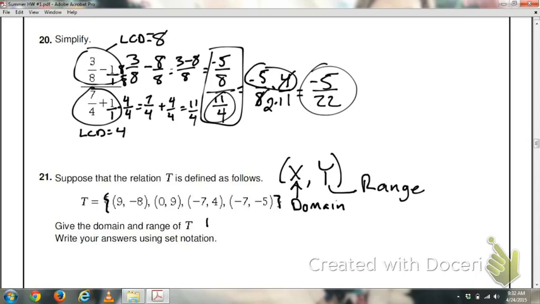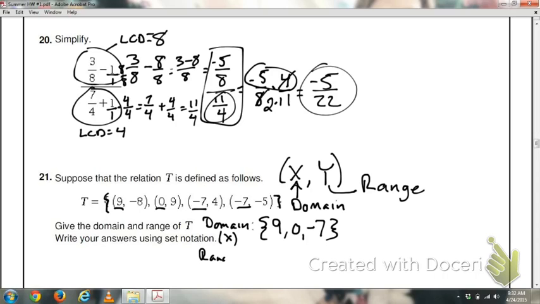So if I want the domain, all I have to do is use these fancy brackets for the set notation, and all I have to do is list all of the x values. The x values are 9 and 0 and -7, and now -7 is repeated twice. I don't really need to write -7 twice. I can just write the x values, basically. So keep in mind, those are just the x values.